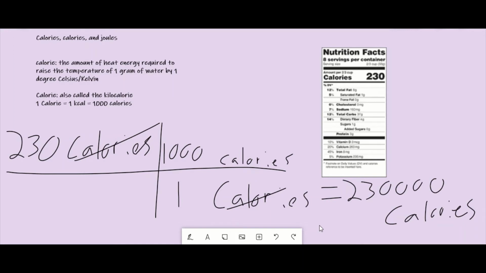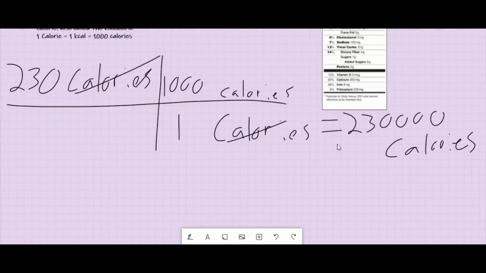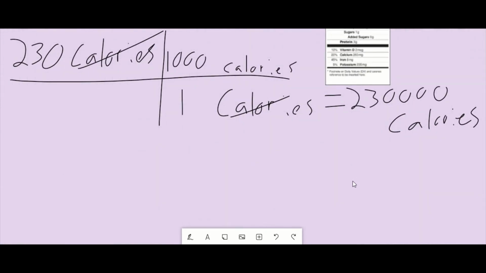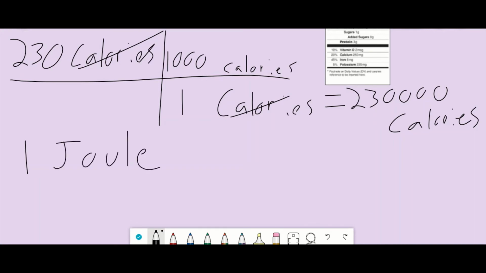So the other unit that we're going to go over is joules, which is actually the standard unit in science we use for energy. And 1 joule is defined as the amount of energy used when a force of 1 Newton moves an object 1 meter. So that's not something that we need to focus on too much. I'm just going to write this out right here. We have 1 joule. That's going to be our SI unit.